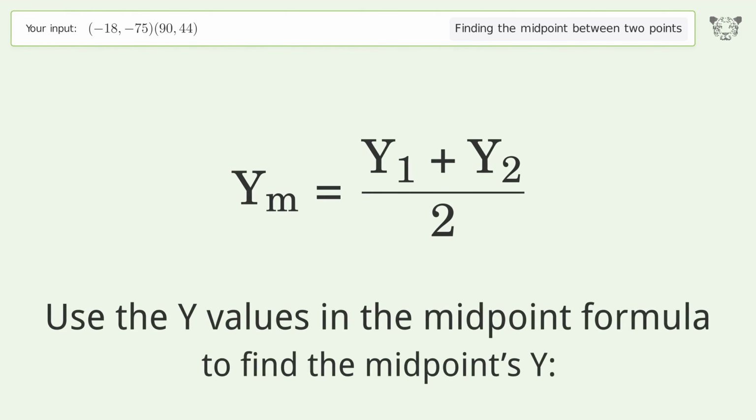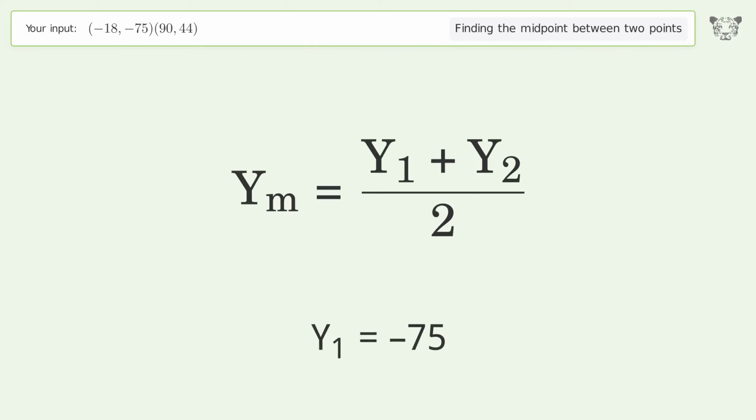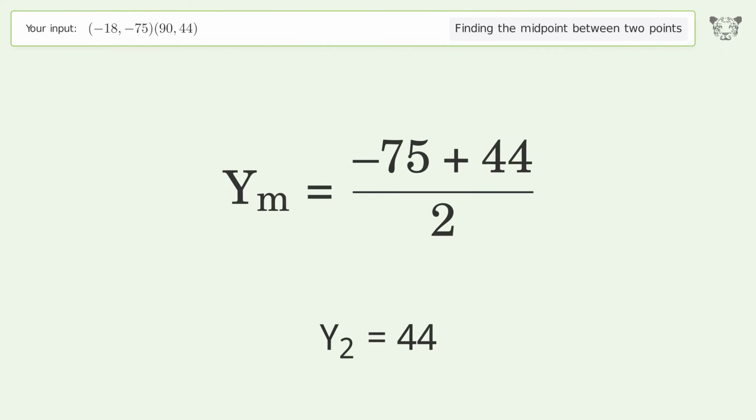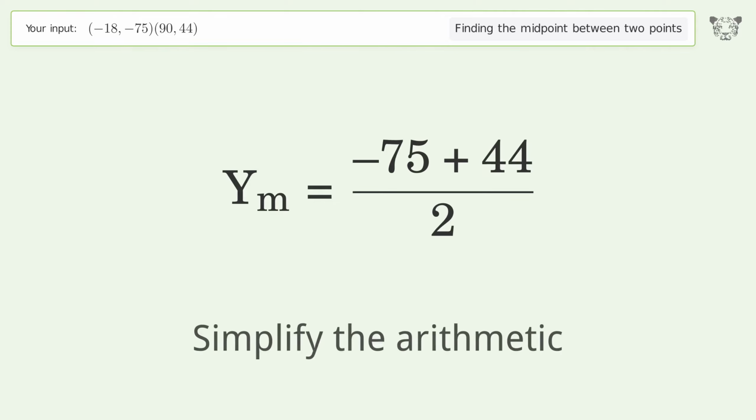Use the y values in the midpoint formula to find the midpoints y. y1 equals negative 75. y2 equals 44. Simplify the arithmetic.